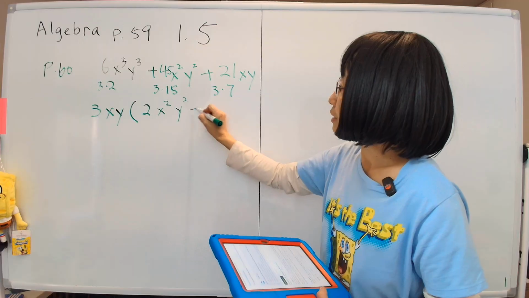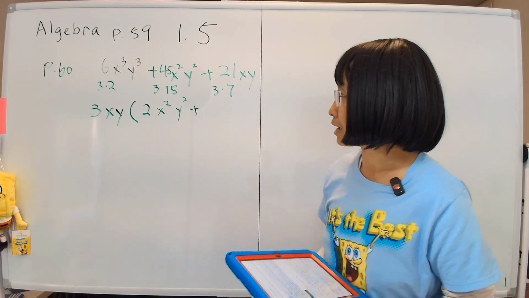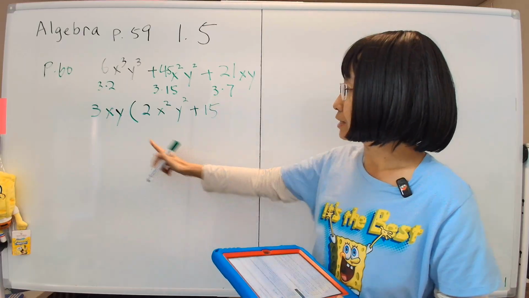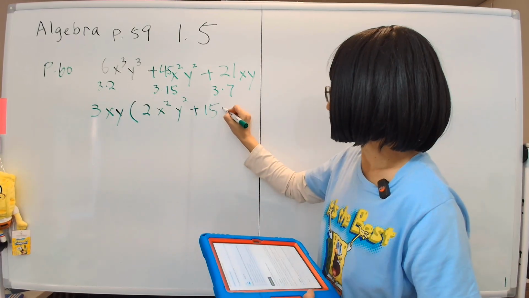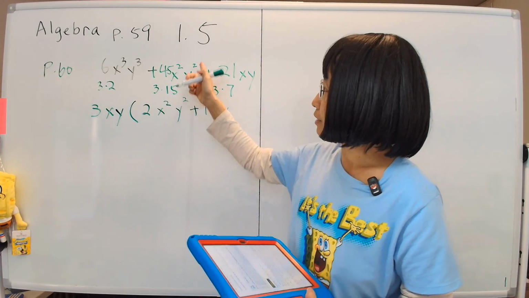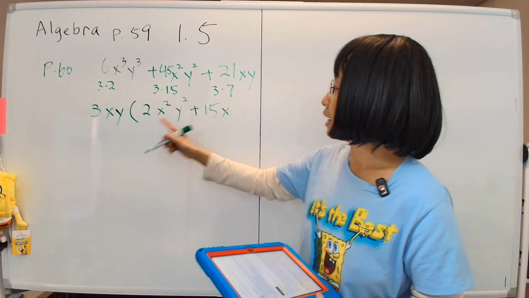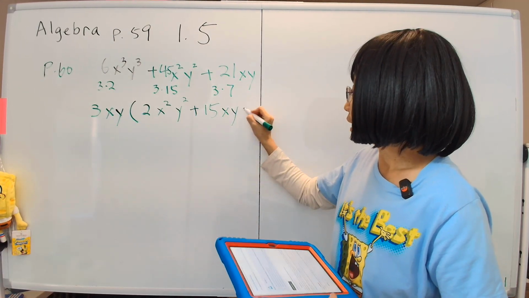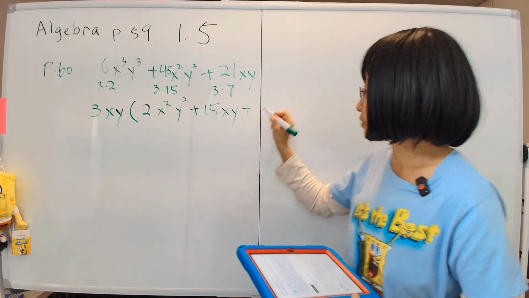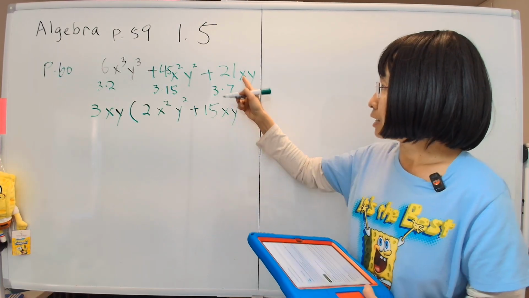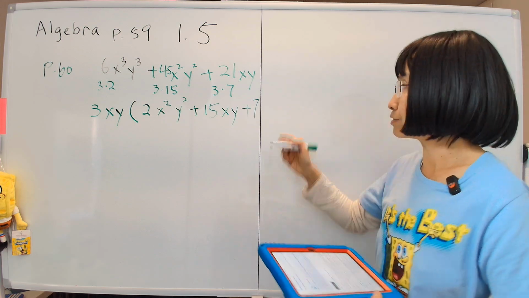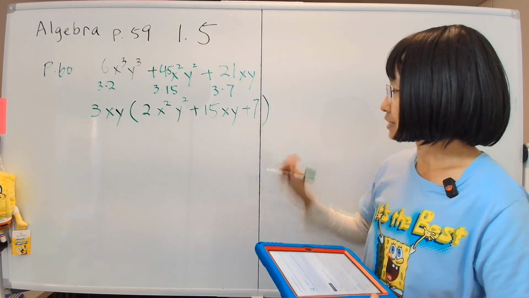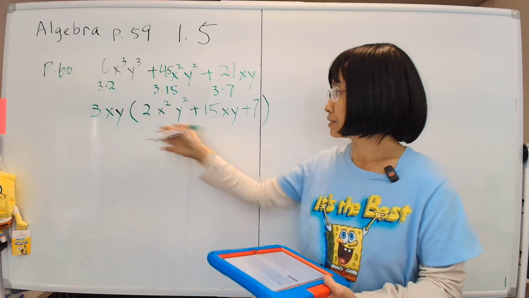All right, and then next we have 45, taking out 3 leaves 15. Then x squared, you take out x, then you have just an x, and then y squared, taking out y, you have just y left. And then plus, in the same way, 21 divided by 3 gives you 7, and then xy got taken out, so it's got nothing left. So this is the end of this factoring.